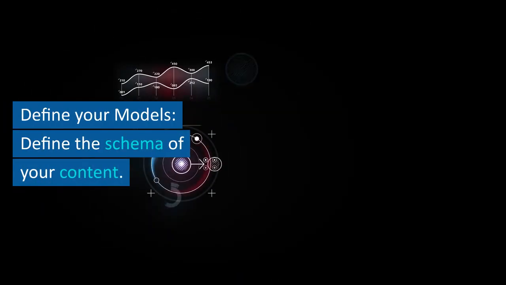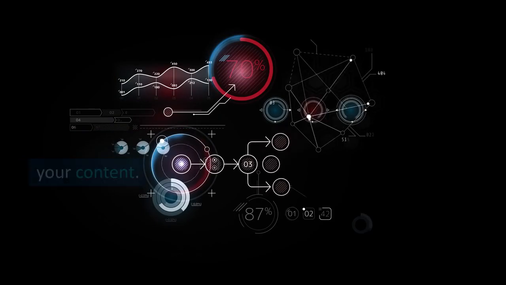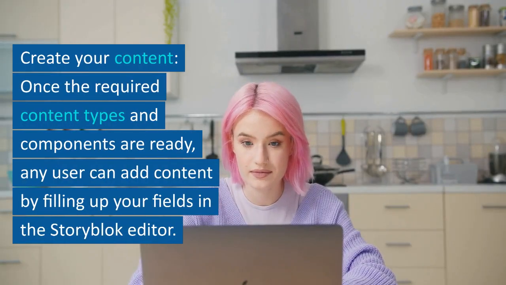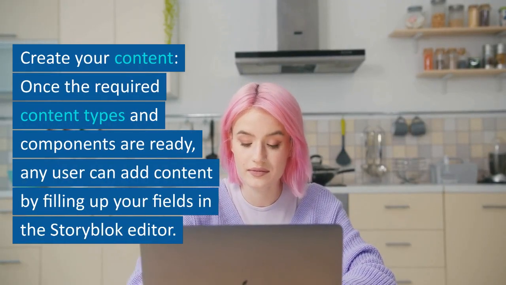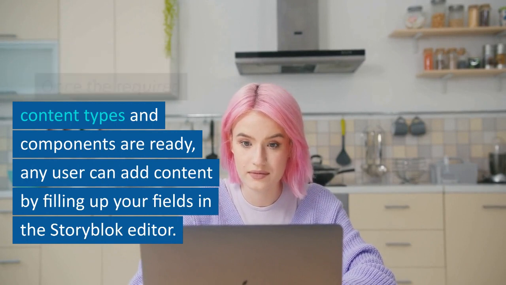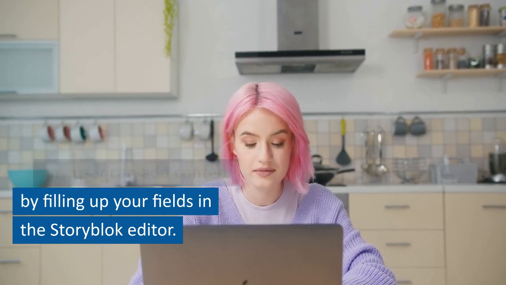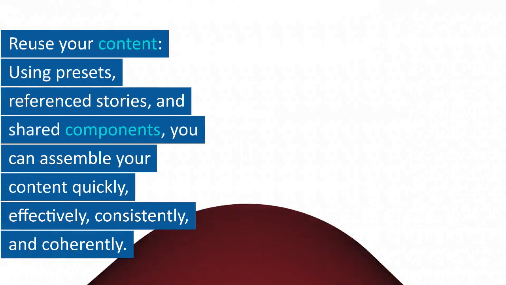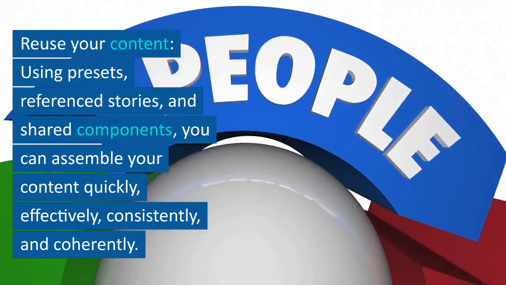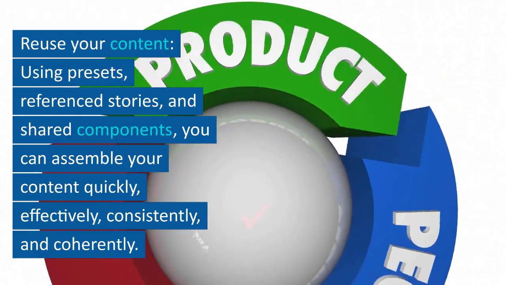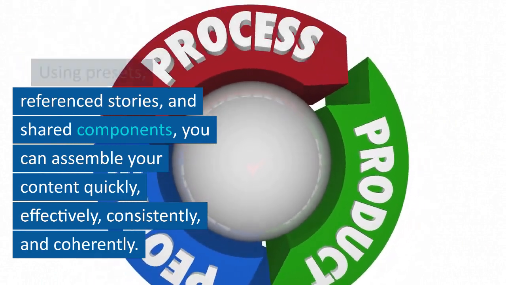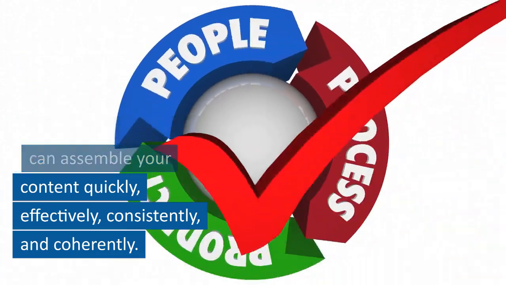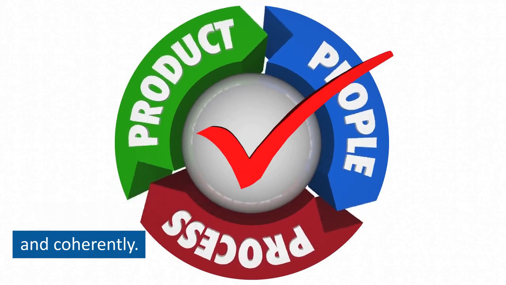Define your models, define the schema of your content. Create your content. Once the required content types and components are ready, any user can add content by filling up your fields in the StoryBlok editor. Reuse your content. Using presets, reference stories, and shared components, you can assemble your content quickly, effectively, consistently, and coherently.